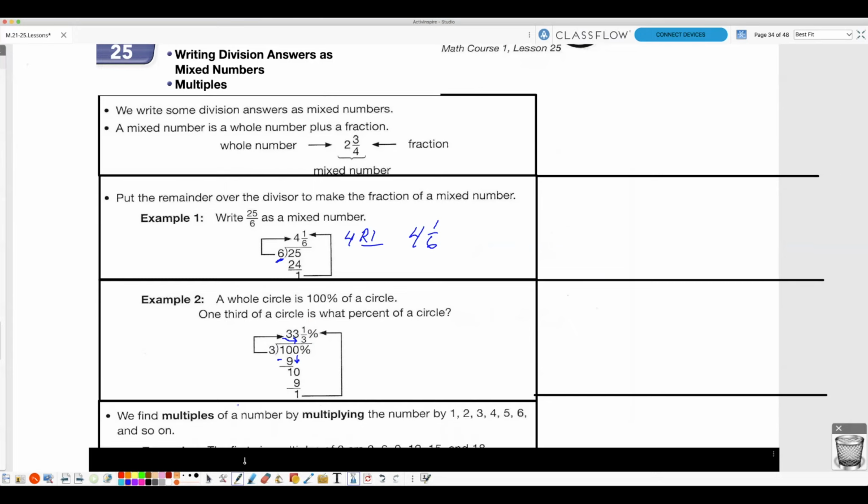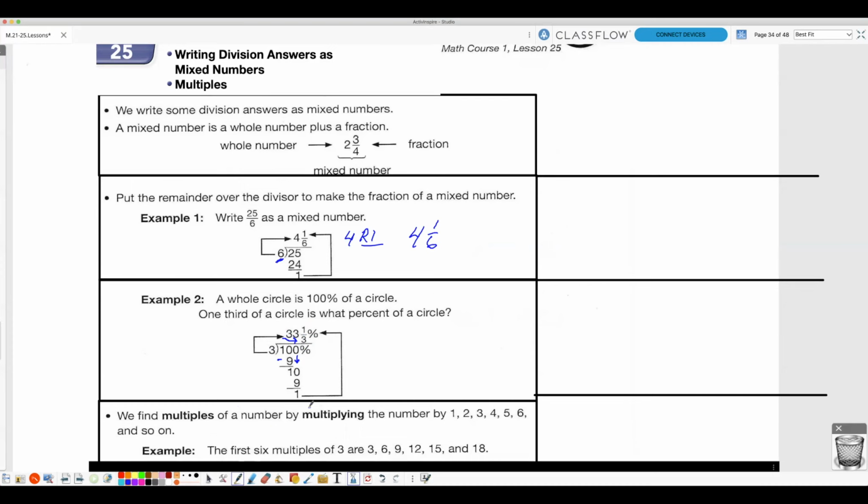Okay, we find multiples of a number by multiplying the number by 1, 2, 3, 4, 5, 6, and so on. So for example, the first 6 multiples of 3 are 3, 6, 9, 12, 15, and 18. How do we know? Because this is 3 times 1, this is 3 times 2, this is 3 times 3, this is 3 times 4, this is 3 times 5, this is 3 times 6, and if we were to go on to infinity, times 7 would be 21, times 8 would be 24, and on and on and on.